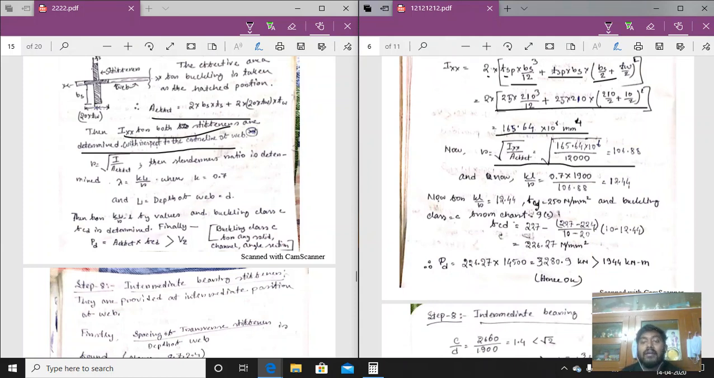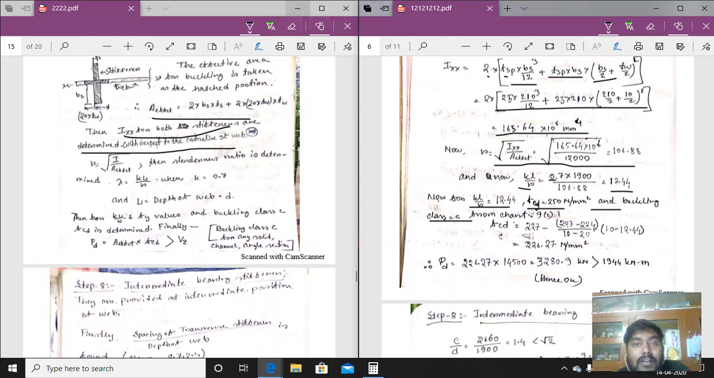So for r, now KL, K means the effective length factor. The effective length factor is 0.7 because all those positions are restrained. So we are taking 0.7. So 12.44 we are getting. Now for KL by r 12.44, fy 250 and buckling class C from Table 9C.